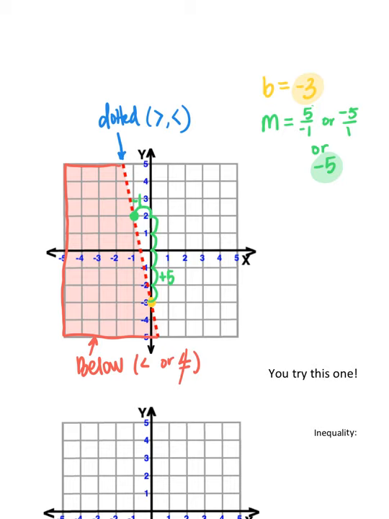So now I can go up and I can write my inequality. Y is less than my m, negative 5x minus 3. Okay, and again, here's where my 3 came from. Here's where my 5 came from. And my inequality is less than without the equal to because it's a dotted line shaded below.